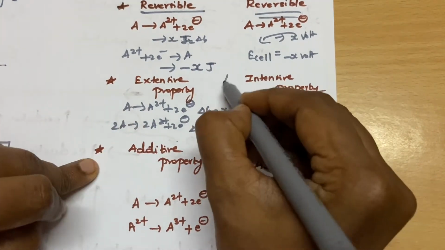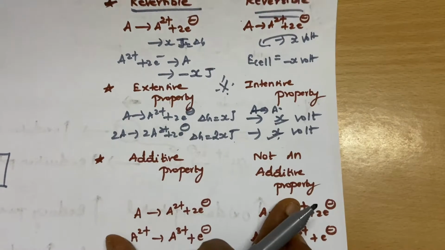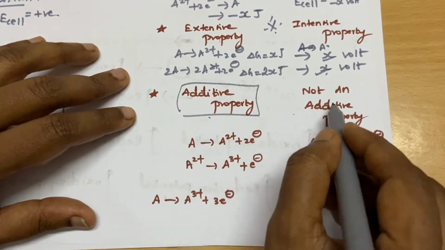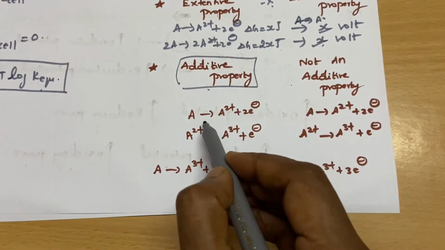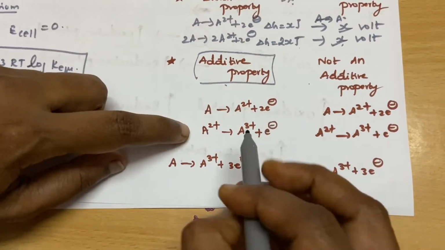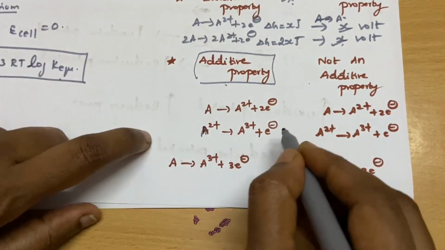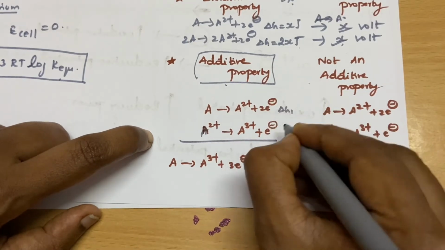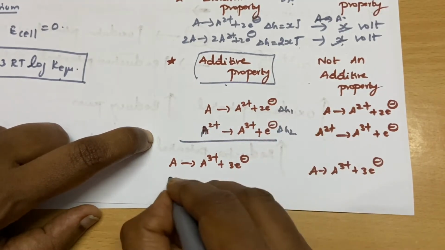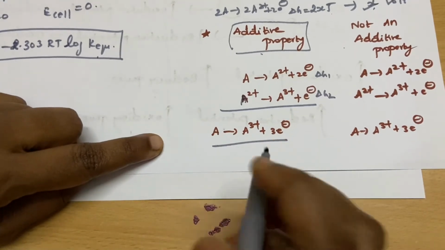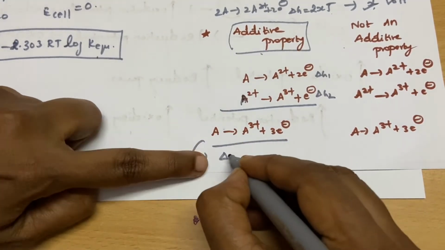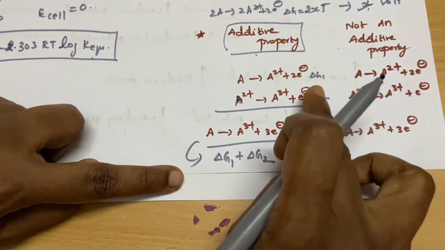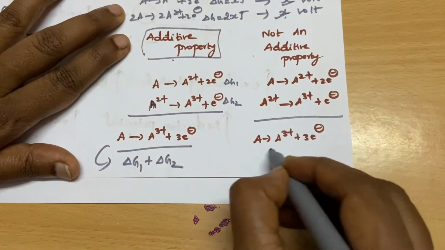Students, this is a very important property. People ask questions frequently based on this concept. Gibbs free energy is an additive property, and EMF is not. How? A gives A2 plus by giving 2 electrons, and A2 plus gives A3 plus by giving 1 electron. While summing up these equations, if this is del G1 and this is del G2, the Gibbs free energy change involved in the overall reaction can be obtained directly by summing these two values, while you cannot do that for EMF.